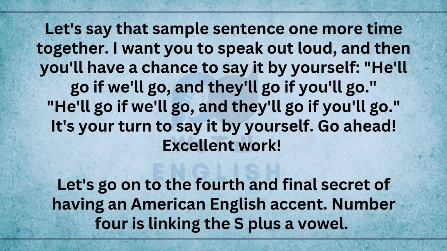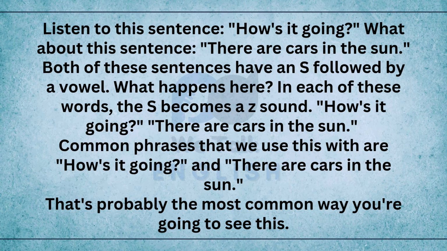Number 4 is linking the S plus a vowel. Listen to this sentence. How's it going? What about this sentence? There are cars in the sun. Both of these sentences have an S followed by a vowel. What happens here? In each of these words, the S becomes a Z sound. How's it going? There are cars in the sun. Common phrases that we use this with are, how's it going, and there are cars in the sun. That's probably the most common way you're going to see this.